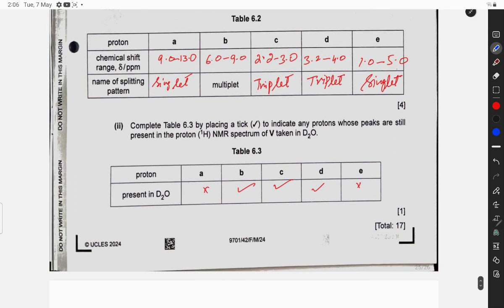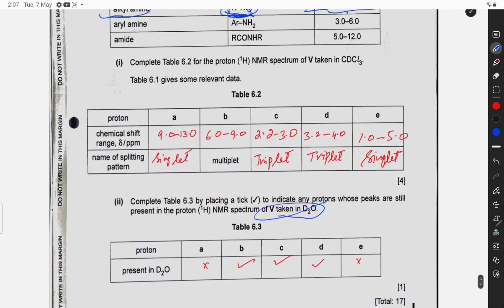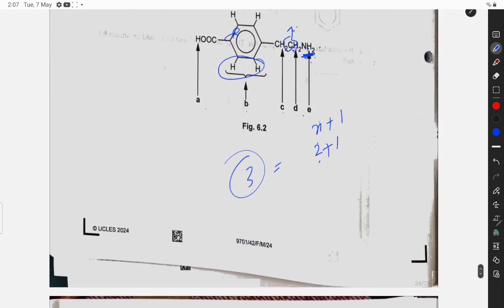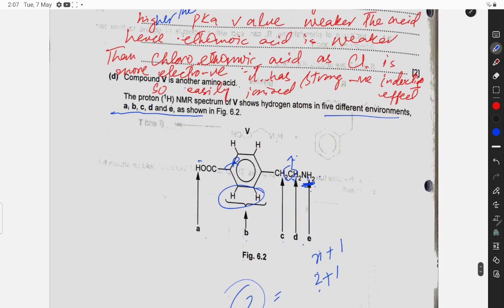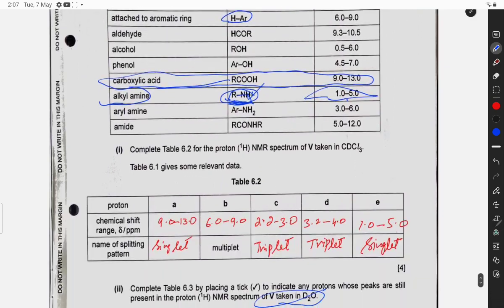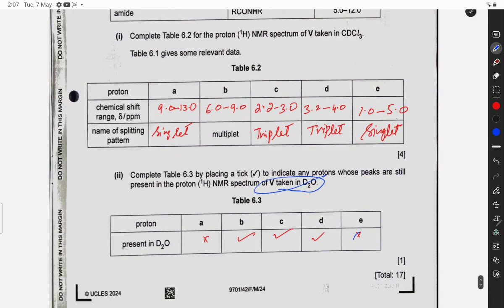Complete table 6.3 by placing a tick to indicate any protons whose peaks are still present in the proton NMR spectrum of V taken in D2O. D2O removes OH, so it will become invisible, and this also becomes OD. So the NH2 peak is invisible. So cross, this is E and A are invisible.